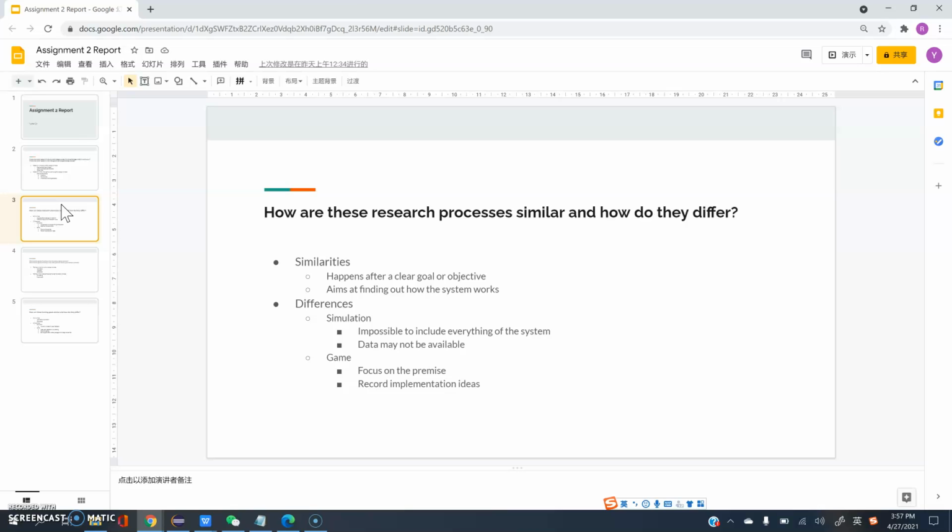But in the video game and serious game design process, our research should focus on the story of the game. So during the research, we need to record specific implementation ideas about what we decide to have or would like to have in the premise. All rules in the premise can either be gathered from other games or simulations or be created by ourselves.